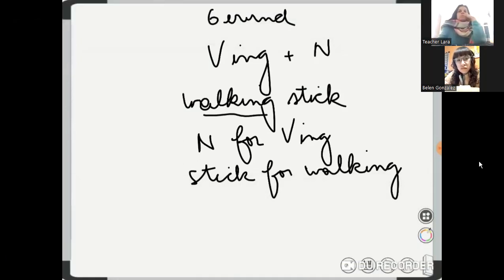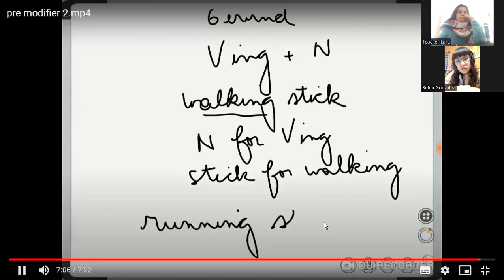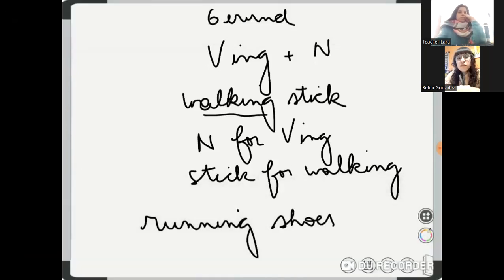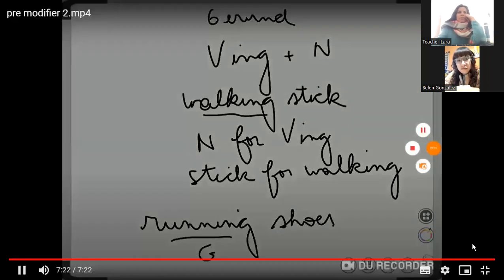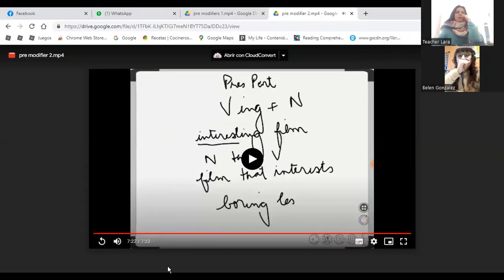Another example, consider running shoes. Are they shoes that run? No, they are shoes for running. So this is a gerund. Okay, well, this is her explanation and it is very clear. So let's complete here.